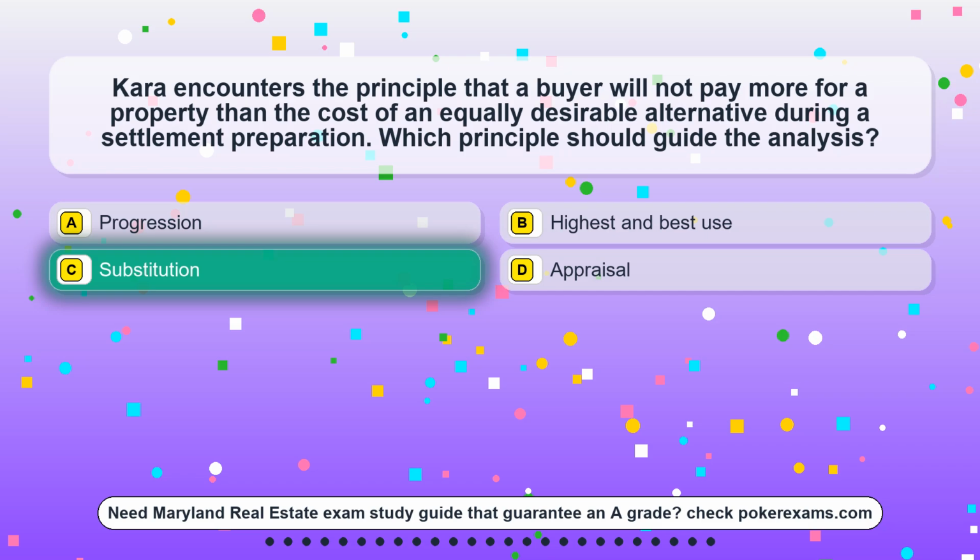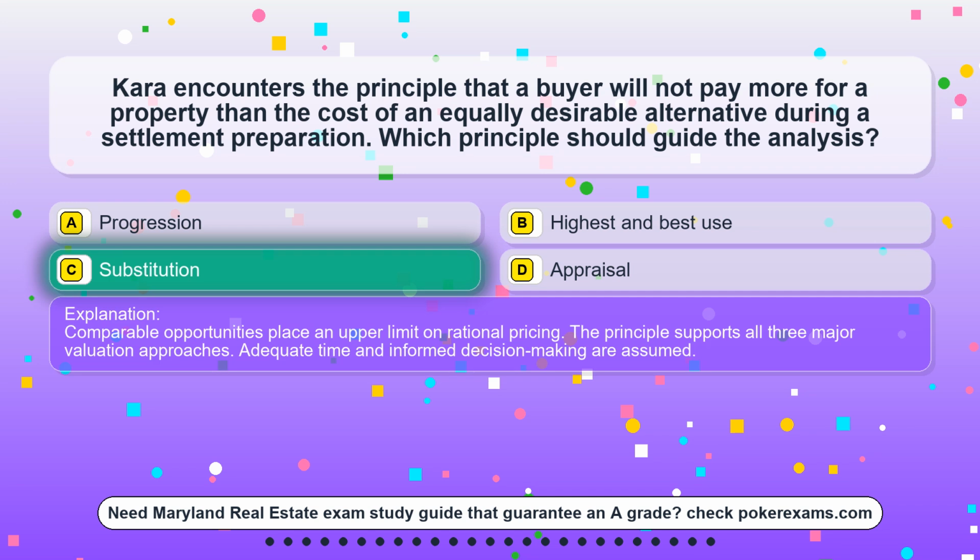The correct answer is option C, substitution. Comparable opportunities place an upper limit on rational pricing. The principle supports all three major valuation approaches. Adequate time and informed decision-making are assumed.